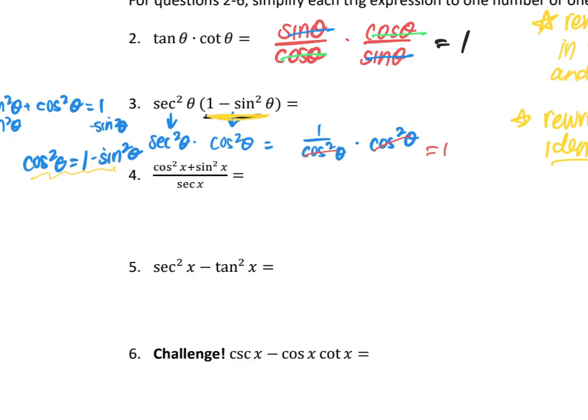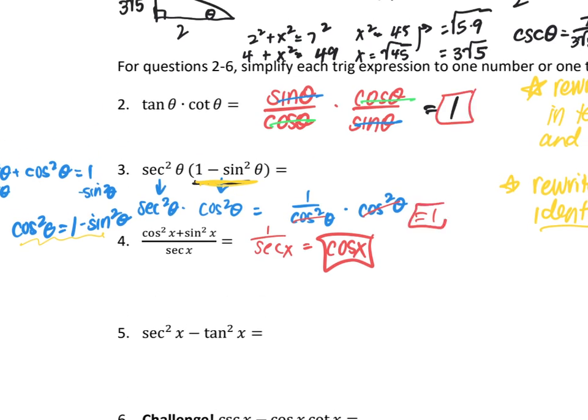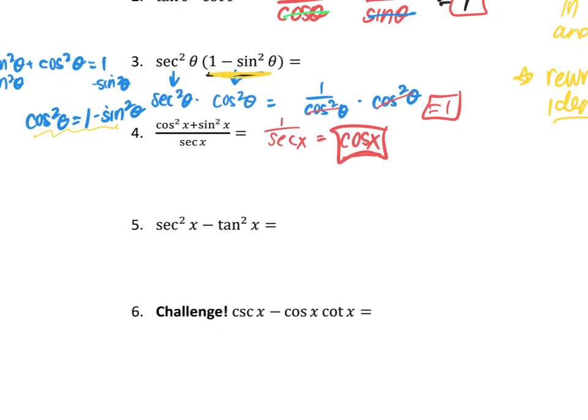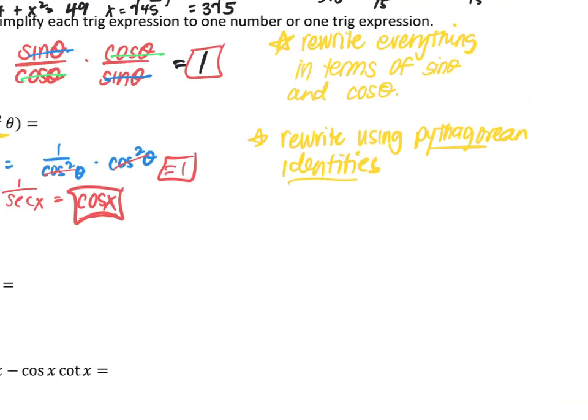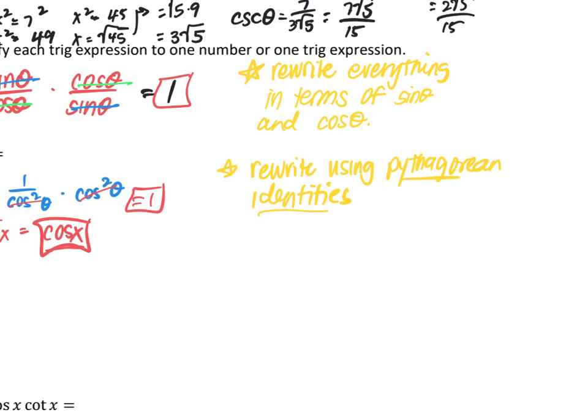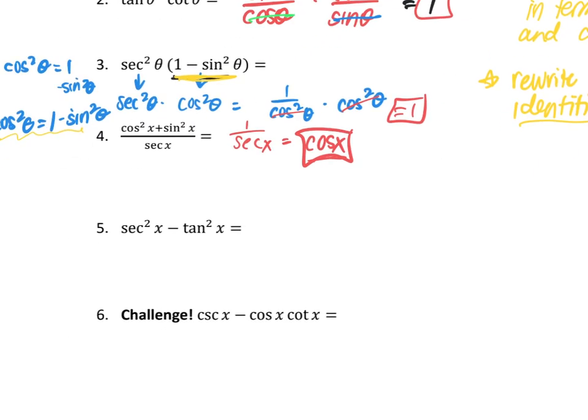Cosine squared plus sine squared is, and hopefully in your head you just said 1. And then secant x is below. 1 over secant x, or the reciprocal of secant x, is cosine. And then that is the simplified answer. So our first two equaled 1. Sometimes they equal just a single trig function. And that one we used a Pythagorean identity again, so I'm not going to write another strategy. We already had that one.